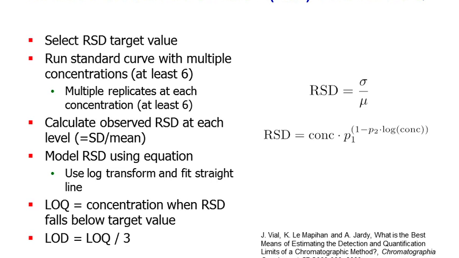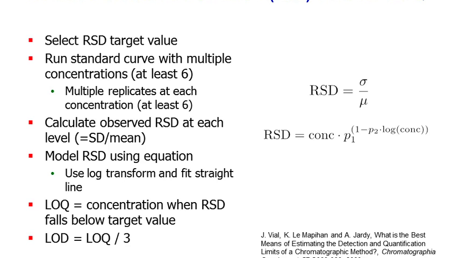Then you calculate the RSD at each concentration, and you use this second equation here to model the RSD as a function of concentration. And this equation, when you take the logarithm, actually becomes a linear equation in the log values. So it's relatively easy to calculate the constants and get the equation.